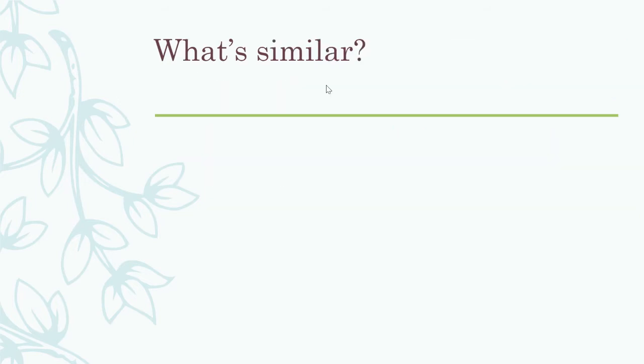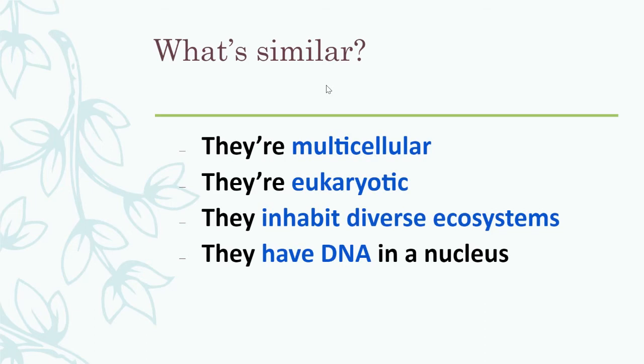But even though there are a lot of key differences between plants and animals, there still are some similarities. Some similarities are that they are multicellular, both plants and animals are. They're both eukaryotic, so they have complex cells. They have the ability to live in many diverse ecosystems, so they're adapted in that way. And also, they both have DNA in their nucleus, so plants and animals both have DNA.